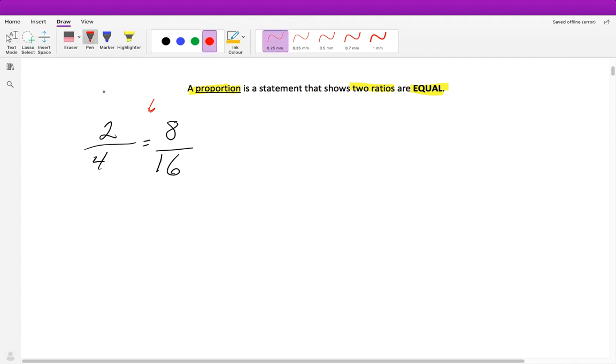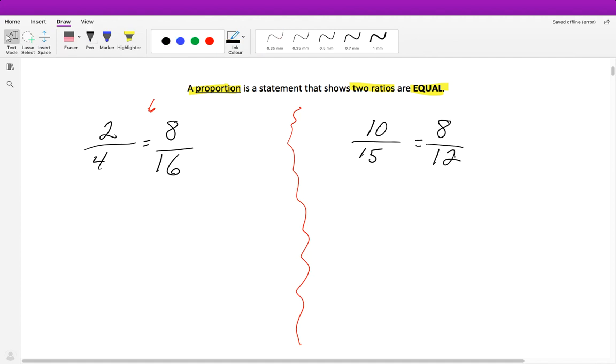All right, so we're going to go through a couple examples. I'm going to split the screen in half as to how you can show that these ratios are in fact equal to each other. And using these two methods is how we can go ahead and solve a proportion later on. So let me give you that one, and let me give you another one. Let's do 10 over 15 is equal to 8 over 12.